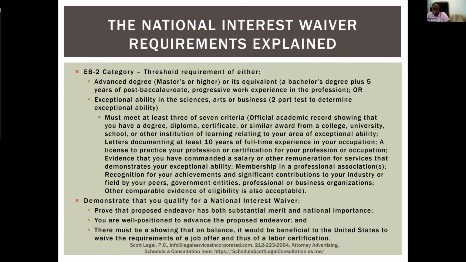So now, once you've met one of these, so let's say someone has a master's degree, then this particular visa category is based on a famous case called Dhanasar, and that case had 3 requirements. The first requirement is that you have to prove that the proposed endeavor has both substantial merit and national importance. So, this is going to be showing the government that whatever it is you're planning to come to the U.S. to do, that it's a big deal, that the U.S. government's going to find it interesting, that they're going to find it important, and that your endeavor has substantial merit.